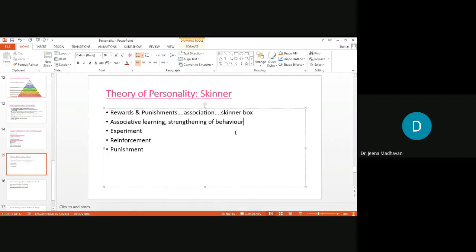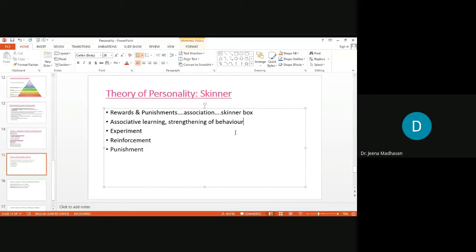So we can say that operant conditioning is a type of associative learning, and also that strengthening of behavior happens here. That means the reward, and it is modified by certain types of reinforcement. I hope the experiment is clear to you.